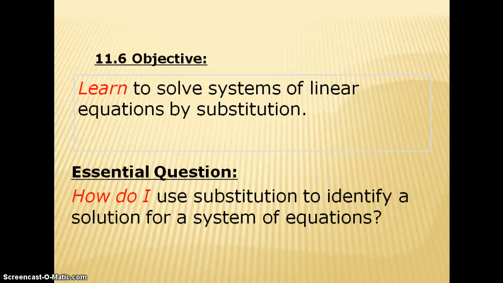For the rest of this unit, we pulled Chapter 11, Section 6 in because it also talks about solving systems of linear equations. So it tags on to solving systems by graphing, but now we're going to use the equations and solve by substitution. So our essential question is, how do I use substitution to identify a solution for a system of equations?